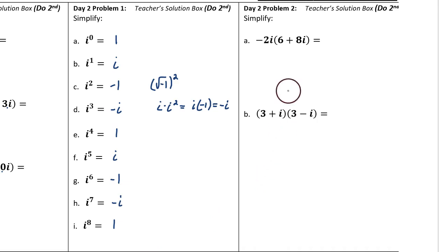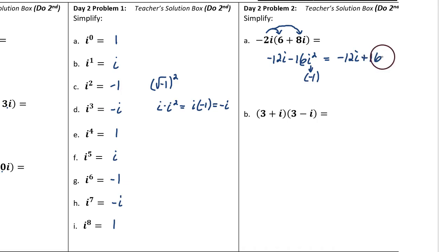Day 2, problem 2. Simplify. This is the distributive property form. -2i times 6 is -12i, and -2i times 8i is -16i squared. But we're not done whenever we have a power of i. The i squared, remember, is -1. So this can be rewritten as -12i plus 16, because -16 times -1 is a positive 16.